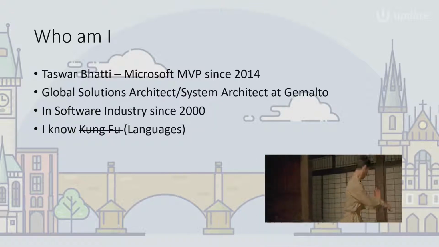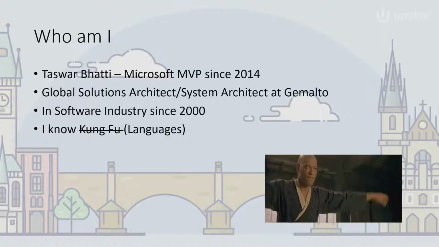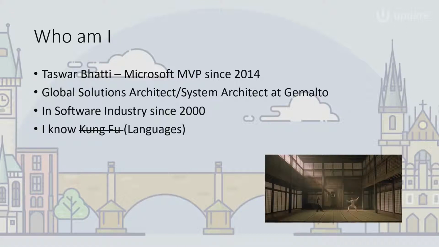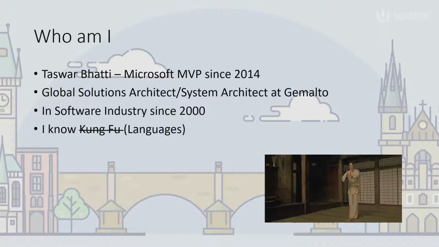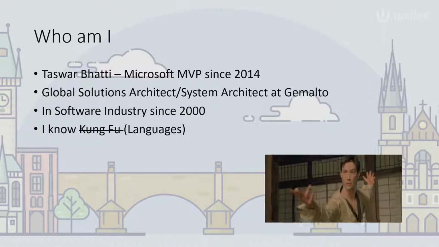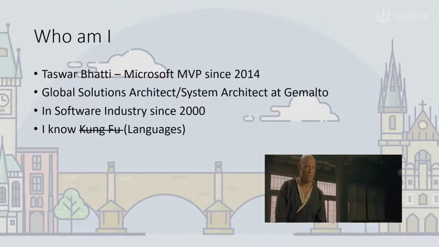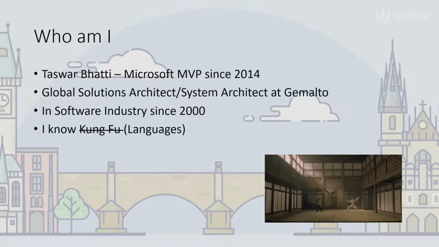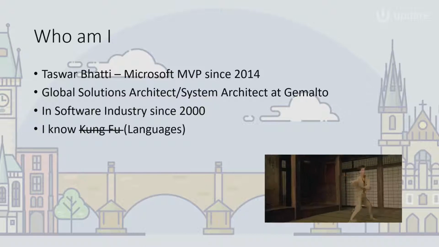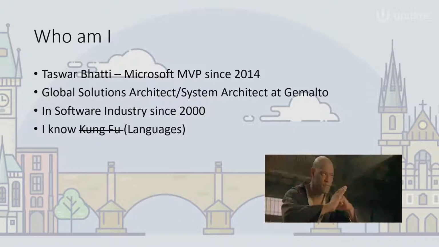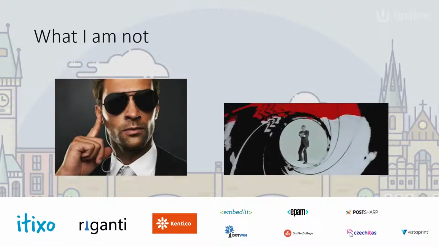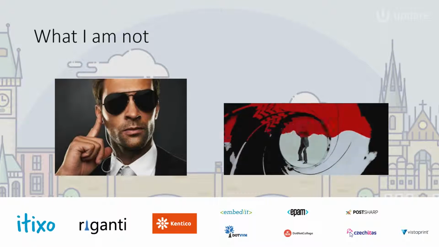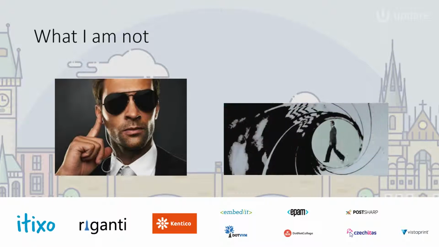So who am I? My name is Taswar Bhatti. I'm a Microsoft MVP. I work as a solution architect for a company called Gemalto. We do security software. I've worked in the software industry since 2000, and I know lots of languages. Not Kung Fu, but I speak quite a few languages, like 5 or 6 of them. I don't know Czech yet, so. I speak a lot of languages. I'm also a citizen of many countries, but I'm not a CIA agent, just to be clear. I don't work for the CIA. Although I wonder, why didn't they hire me?